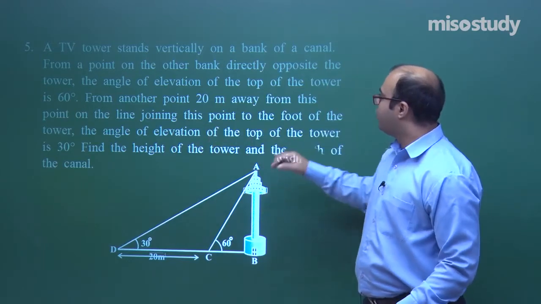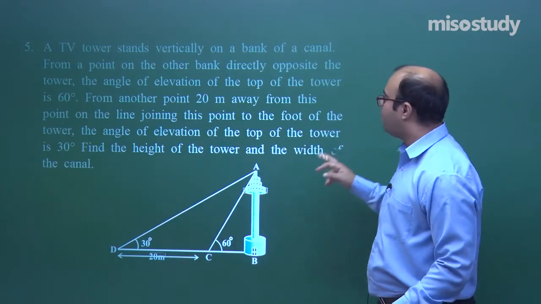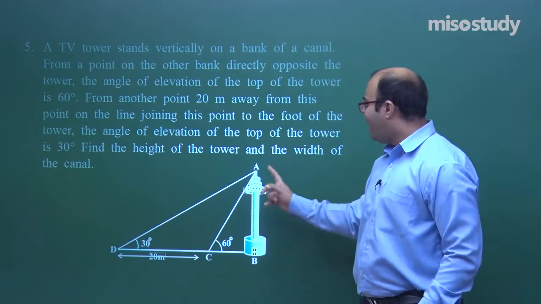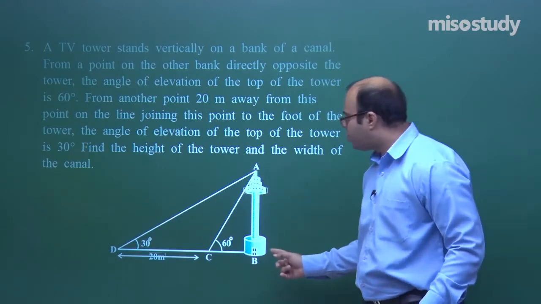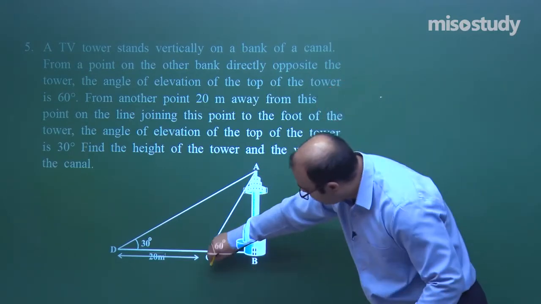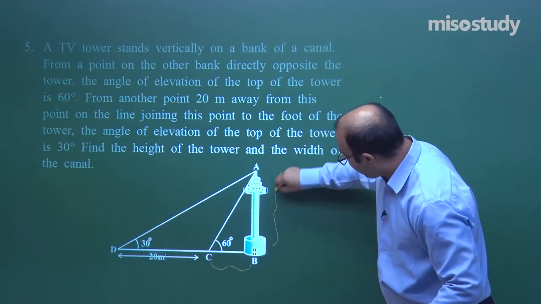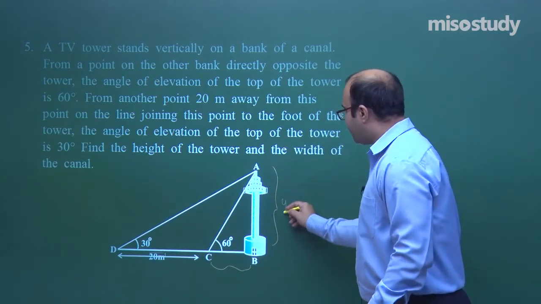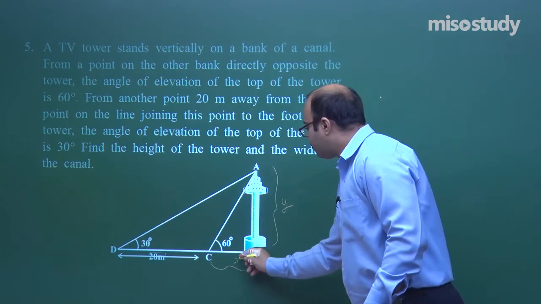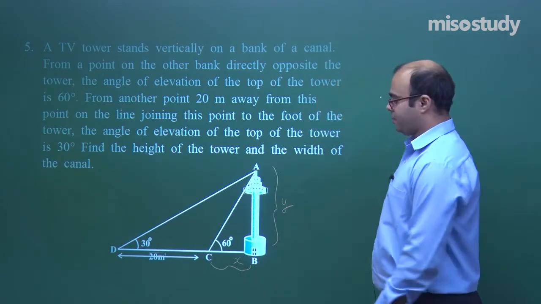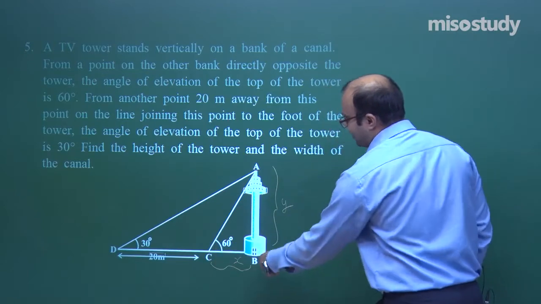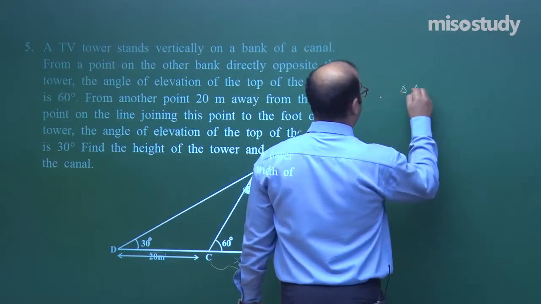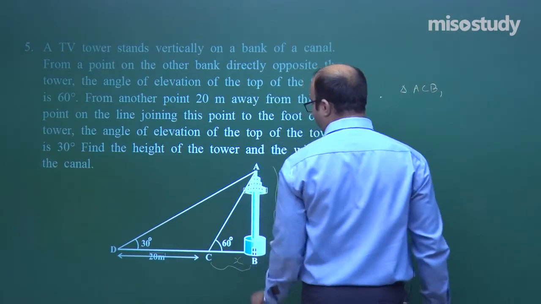Point joining the point to the foot of the tower, the angle of elevation of the top of the tower is 30 degree. Find the height of the tower and the width of the canal. So, this is the width of the canal and this is the height of the tower. So, what we will do, let us suppose that the height of the tower is y and let us suppose that width of the canal is x. Now, we will take this triangle ACB. If we take triangle ACB, here we will apply tan.